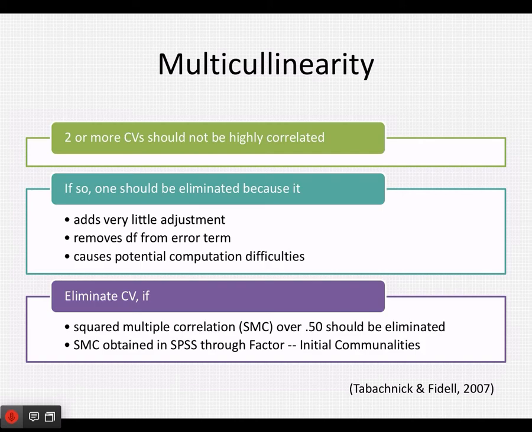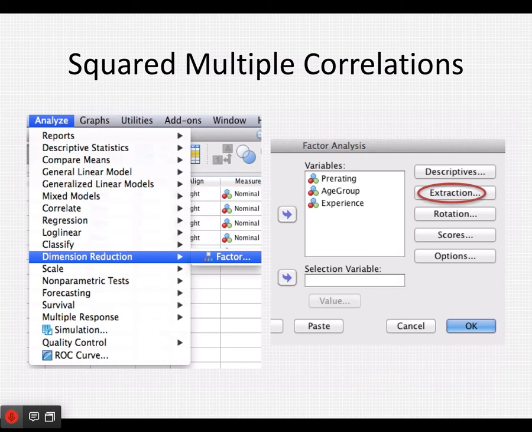So how do we test for it? One way is to use the factor analysis function in SPSS and make sure the squared multiple correlation is less than 0.50. This is done through the factor initial communalities. We won't do it, but just in case in the future you want to examine this, this is where to do it. Go to Analyze, Dimension Reduction, and Factor. This is usually where we do factor analysis. And just put in the variables that you're interested in examining.